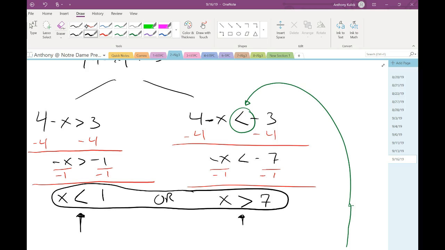What do you guys think? Does this feel pretty doable still? Good. It should. This isn't too bad. But that's about as tough as it gets for these absolute value inequalities.